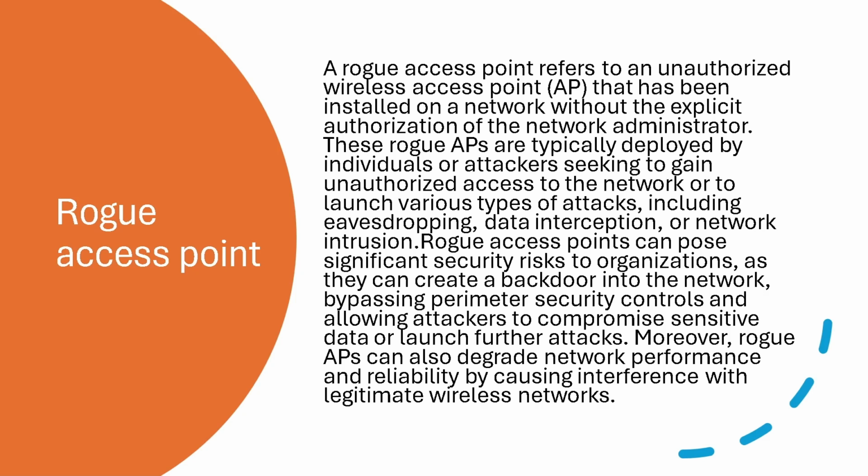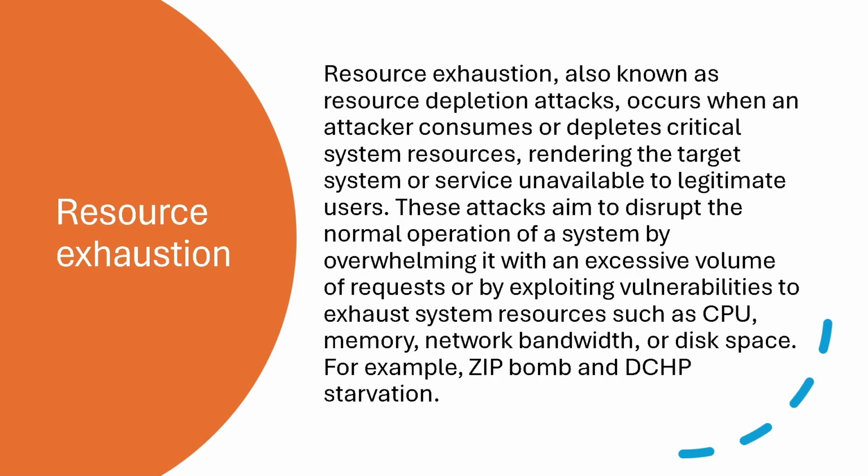Rogue access points can pose significant security risks to organizations as they can create backdoors into the network, bypassing perimeter security controls and allowing attackers to compromise sensitive data or launch further attacks. Moreover, rogue APs can degrade network performance and reliability by causing interference with legitimate wireless networks.